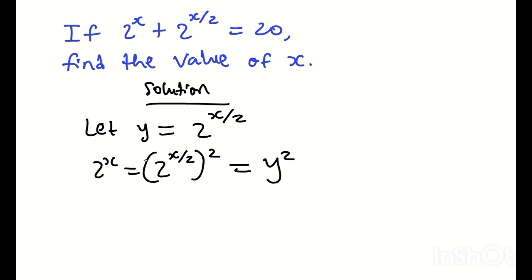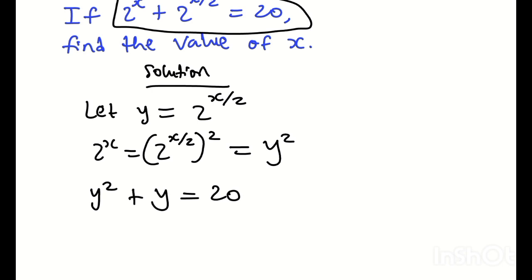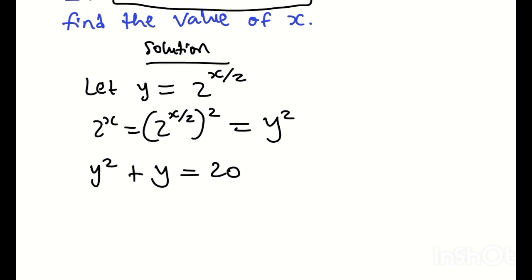So that would be y squared. 2 raised to the power x is y squared, as we have here, plus, now we said let y be equal to 2 raised to the power x over 2, so bring in y here, which is used to replace 2 raised to the power x over 2. And this is equal to what? 20. Good. So we have a quadratic equation.